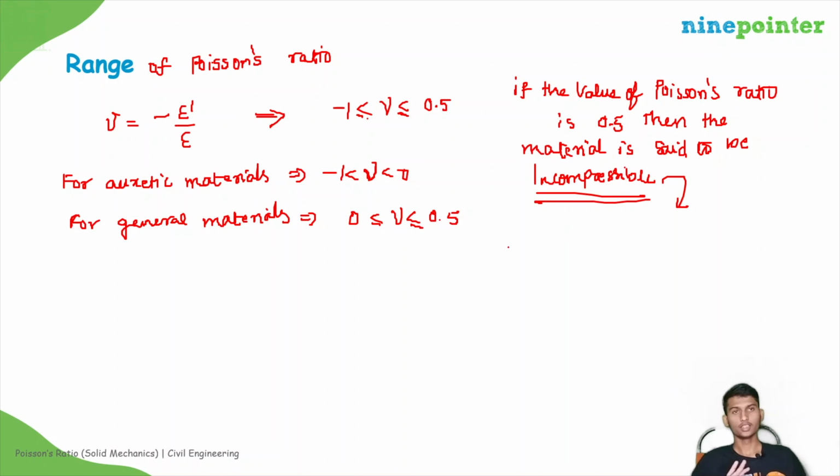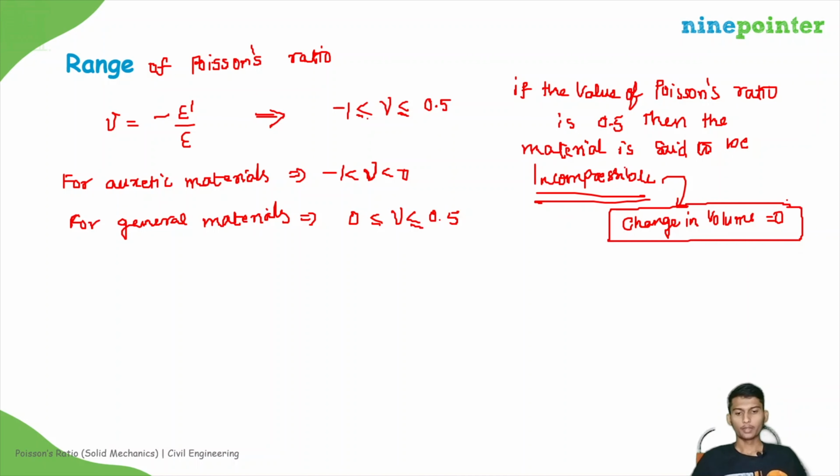Here, you may be wondering that if Poisson's ratio is 0.5, incompressible means there will be no deformations at all. No, there will be deformations. For a rigid body, there will be no deformations. For incompressible, there will be deformations, but the change in volume will be zero. Okay, there will be deformations, but the deformations are such that the change in volume is zero.